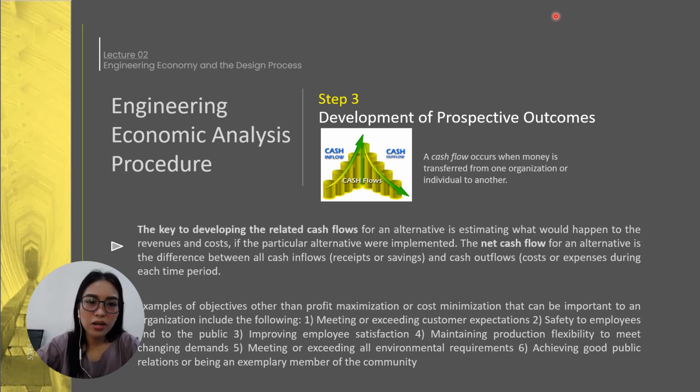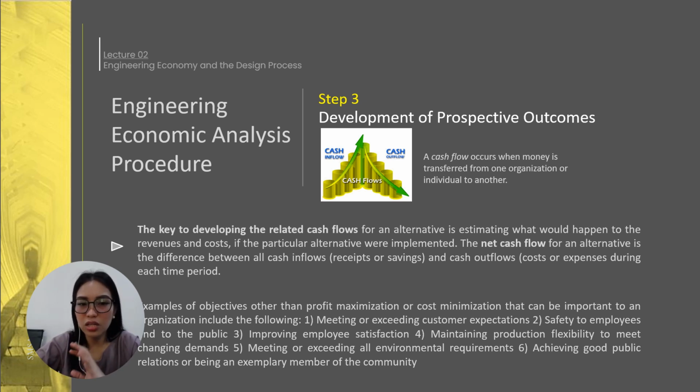Now consider the concept of an organization having only one window to its external environment through which all monetary transactions occur: receipts of revenues and payments to suppliers, creditors, and employees. The key to developing the related cash flows for an alternative is estimating what would happen to the revenues and costs as seen at this window if the particular alternative were implemented. The net cash flow for an alternative is the difference between all cash inflows and cash outflows.